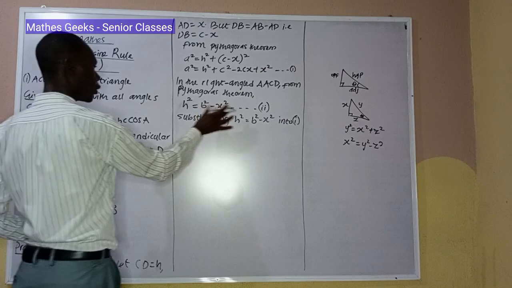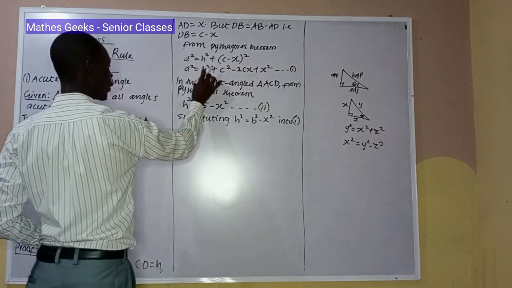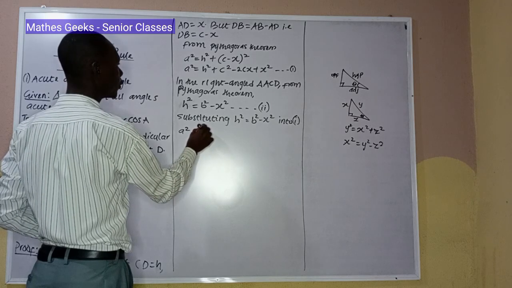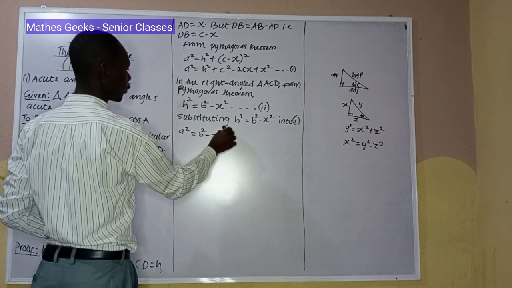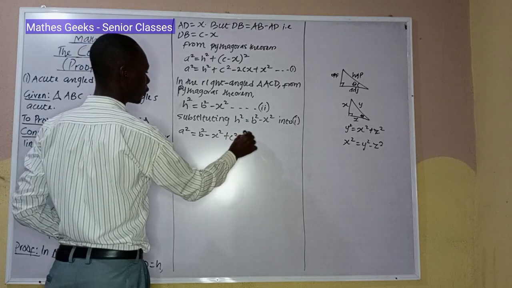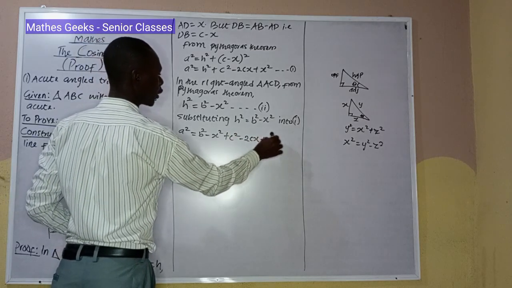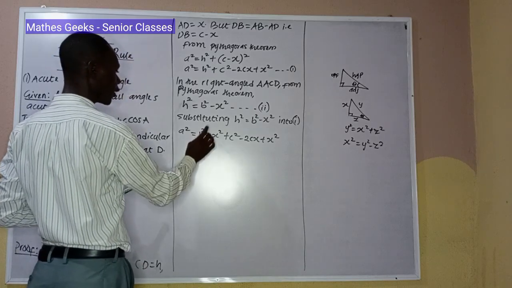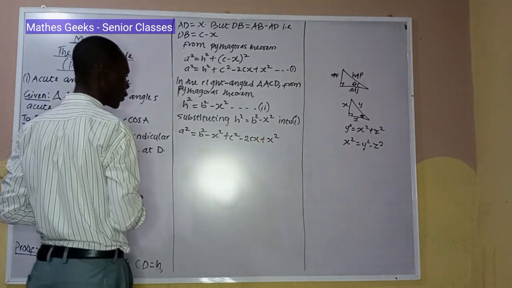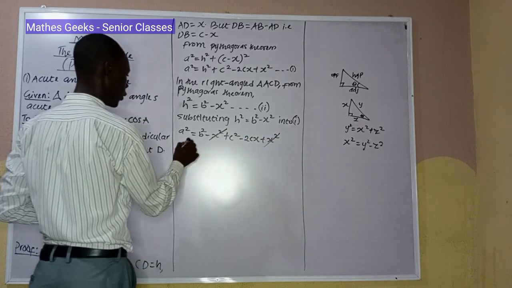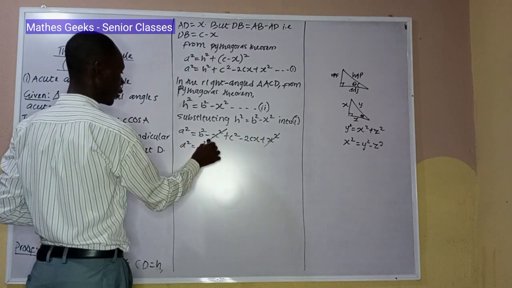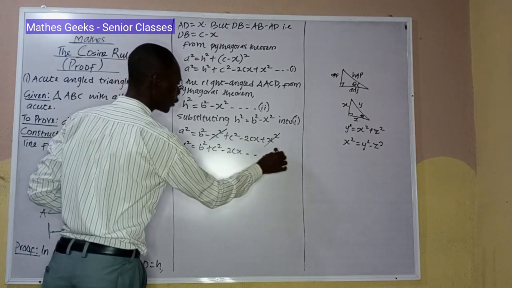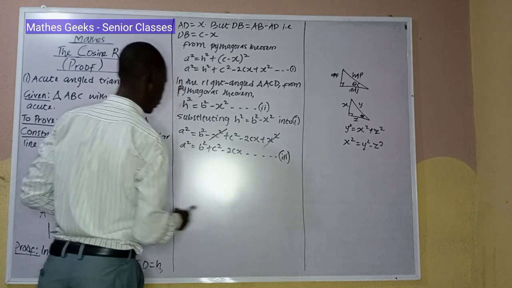So substituting equation 2 into equation 1 in place of h squared, we're going to have a squared is equal to b squared minus x squared plus c squared minus 2cx plus x squared. So what do we notice? If we rearrange, minus x squared plus x squared will cancel. So a squared is equal to b squared plus c squared minus 2cx. We call this our equation 3.